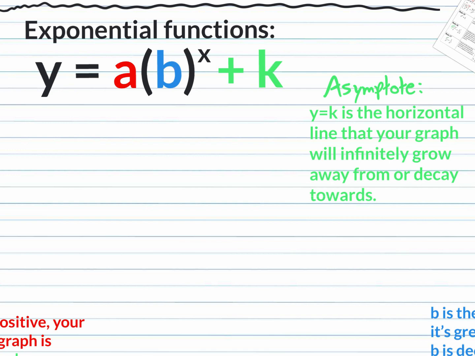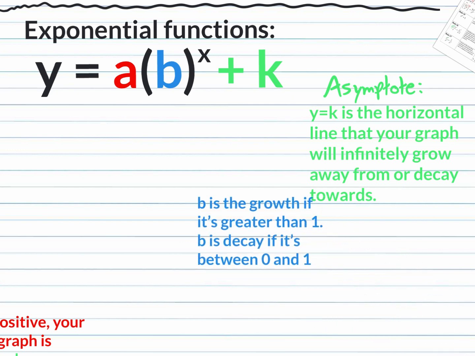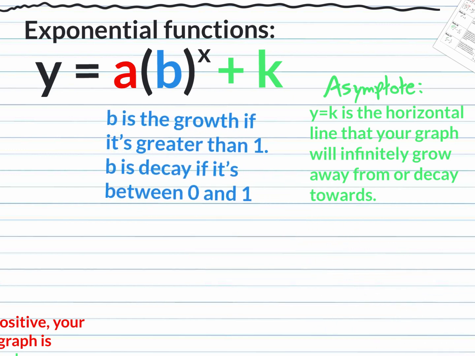Now, the b value itself tells you if it's growing or if it's decaying. So if your b value is a number greater than 1, like let's say 1.01, or a fraction like 3 over 2, that would be 1.5, or 2 or 5, or anything bigger than 1, that's going to be a growth function. But if b is between 0 and 1, so let's say a fraction like 1/2, that would be a decay. Okay, so 1/2, 0.99, any value that's between 0 and 1, that's going to be a decay function.